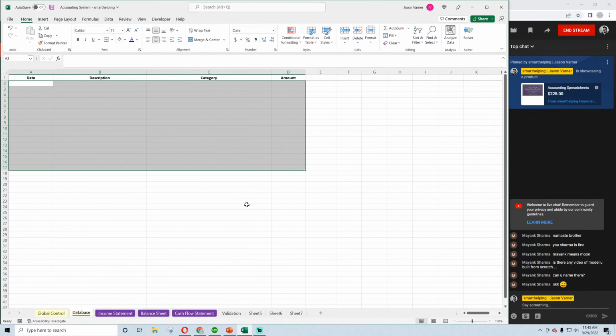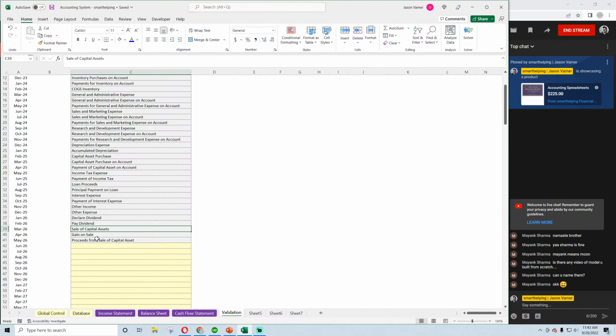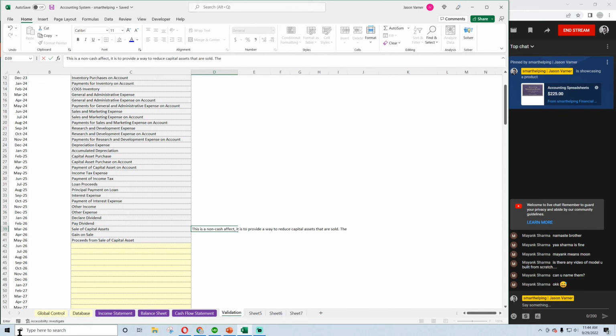I'm going to put a note just so I don't forget on this. On sale of capital assets, this is a non-cash effect. It is to provide a way to reduce capital assets that are sold. The proceeds entry is to record the value received at sale disposal, if any. I'll just put that note there just so I have it.